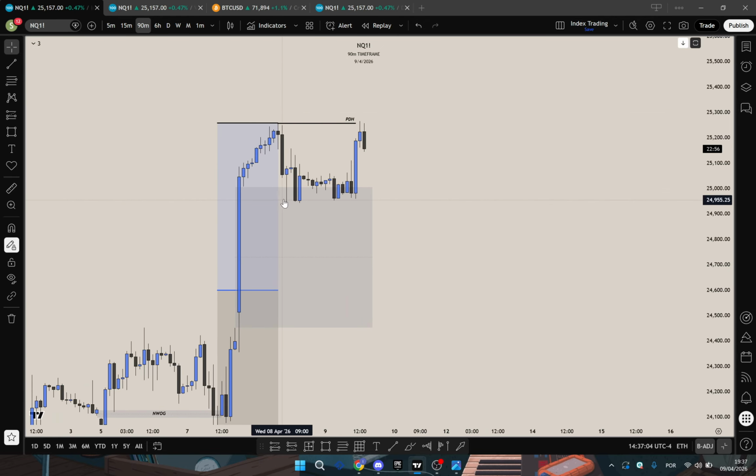Okay, so yeah, we delivered from this fair value gap all the way to previous day high, which was the target, although I took profits much sooner. So yeah, pretty cool. I don't know if I'm gonna trade tomorrow because I don't know if I'll have my funded account ready, but regardless, we'll see what's up.